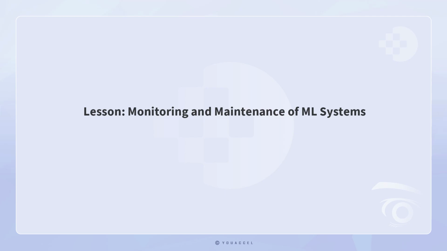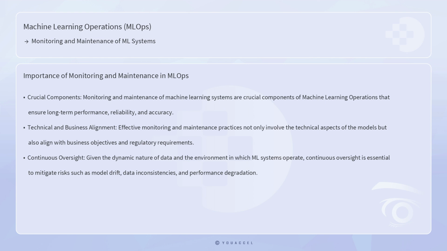Lesson: Monitoring and Maintenance of ML Systems. Monitoring and maintenance of machine learning systems are crucial components of machine learning operations that ensure the long-term performance, reliability, and accuracy of deployed models. Effective monitoring and maintenance practices not only involve the technical aspects of the models, but also align with business objectives and regulatory requirements. Given the dynamic nature of data and the environment in which ML systems operate, continuous oversight is essential to mitigate risks such as model drift, data inconsistencies, and performance degradation.